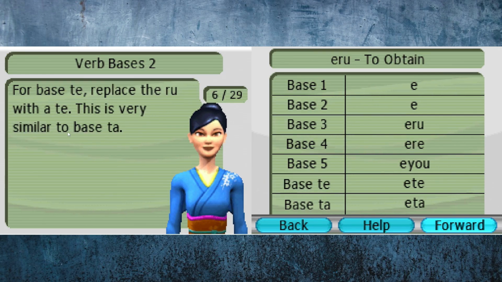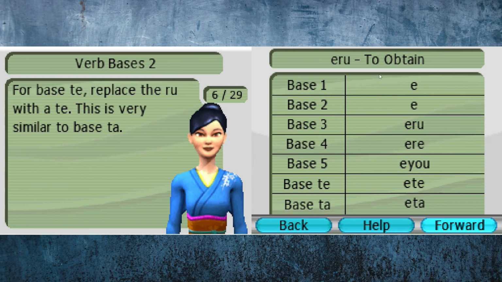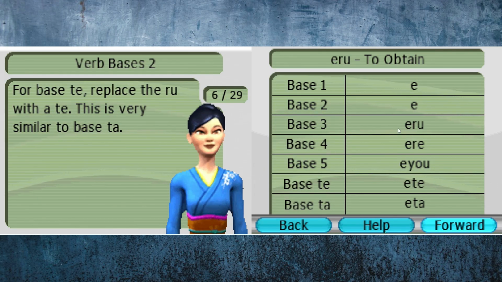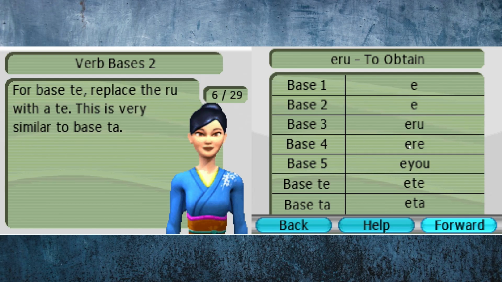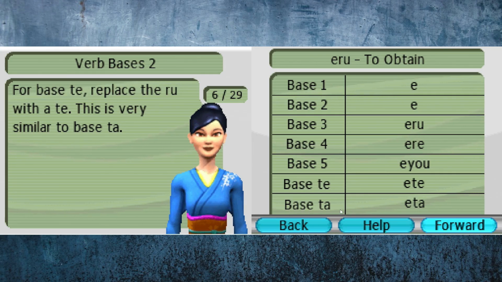And eru is to obtain. Base 1, base 2, base 3, eru. Eru is the dictionary form. Base 4 is ere, which I believe is potential form. Base 5, eyo, which is volitional form. And base te is ete, which is te form. Base ta is eta, which is ta form.